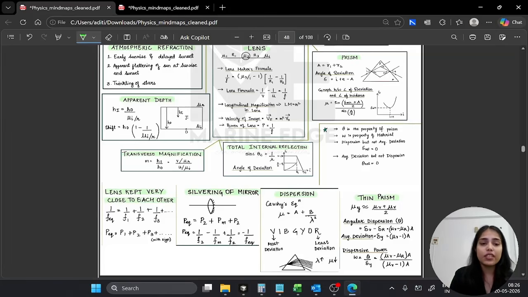So apparent depth is equal to HI, that is the depth that you are able to see, that is equal to HO, that is the actual depth, divided by mu I upon R, okay? And the shift is equal to height of object divided by 1 minus mu I upon R.